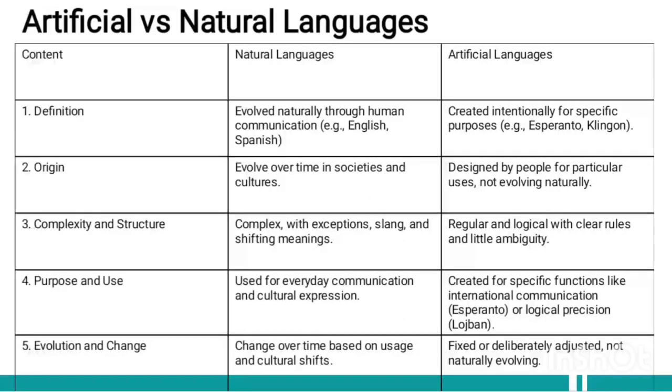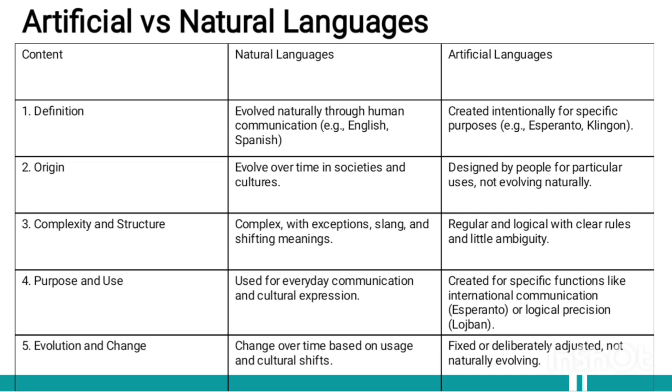Let's see the next concept, artificial versus natural language. First one, definition. These are languages that have developed organically through human interactions and communication over long periods of time. Examples include widely spoken languages like English, Spanish, or Mandarin.